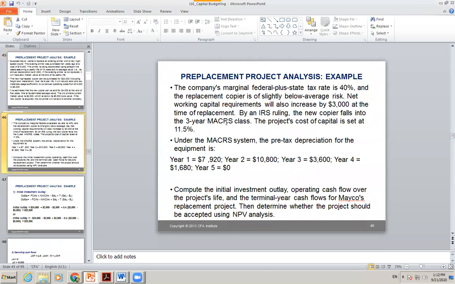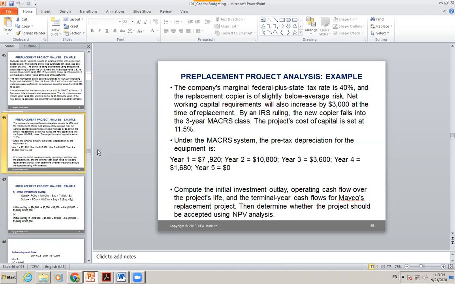Replacement project analysis example. The company's federal tax rate is 40%. The replacement is considered slightly below average risk, and net working capital will be increased by 3,000 at the time of replacement. By IRS ruling, the new copier falls into the 3-year MACRS class, okay? So we're not going to use straight line in here. We're going to use the Modified Accelerated Cost Recovery System. The project's cost of capital is 11.5%.